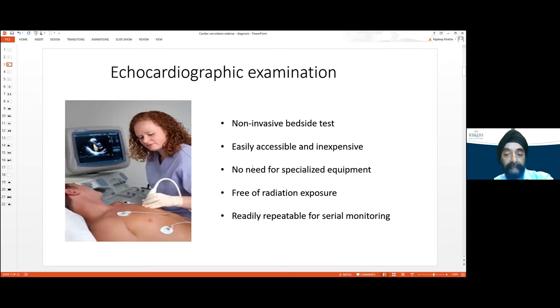It's an entirely non-invasive test done in a sort of bedside manner. It's, as you can see, easily accessible. It's inexpensive because there's no need for specialized equipment. It's free of radiation exposure, and so it's safe and therefore readily repeatable for serial monitoring, which we do need in patients with cardiac sarcoidosis. In general, a lot of patients require echo imaging every 6 to 12 months, particularly if they're on heart failure medications or immunosuppression.